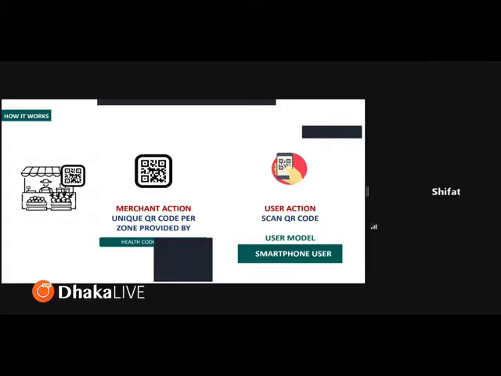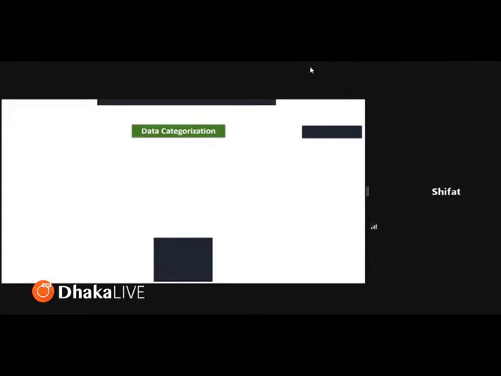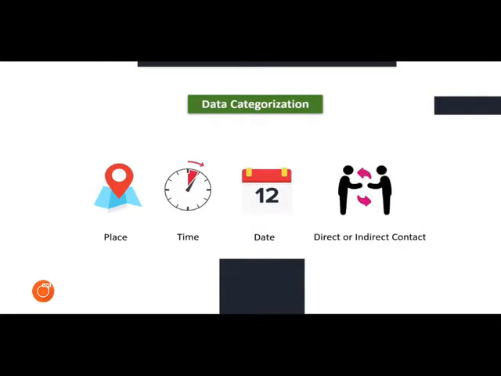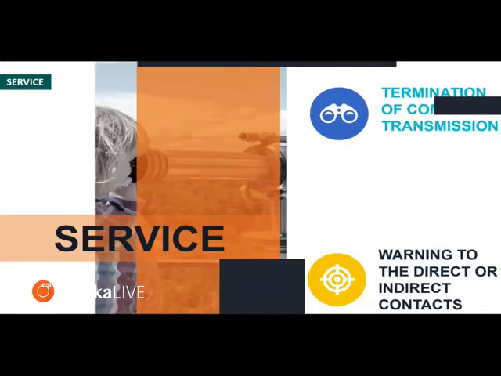How does that help us stop the transmission? Let's say one has been tested corona positive recently. The central system will automatically categorize his data based on location, time, and direct or indirect interaction. The central system will send an alert to people via call or message or app who may have been in touch with him or in those places during his presence. This will massively reduce the community transmission rate.